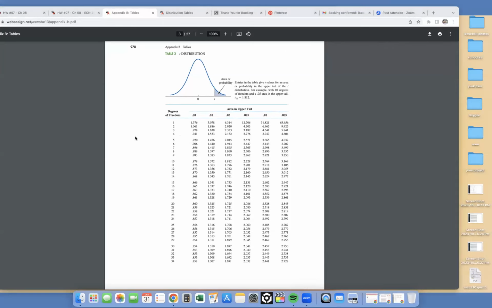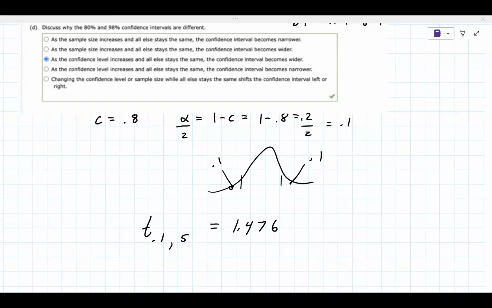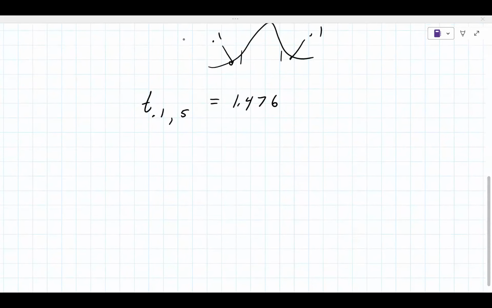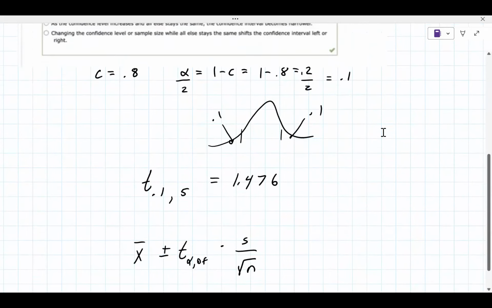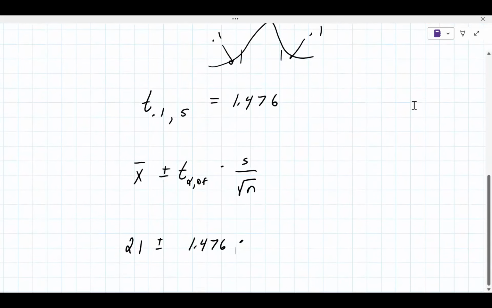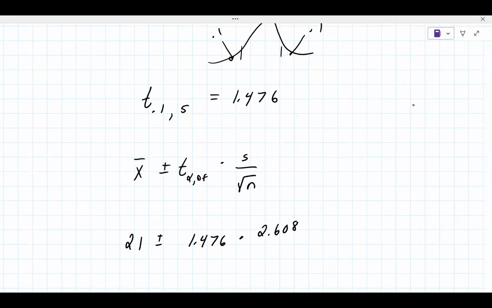There's more than that, but we'll settle on that for the first one here. Okay. So the confidence interval calculation is X bar plus or minus your T alpha degrees of freedom value times S over the square root of N. So you now have all of these values. Your X bar was 21. The T value is 1.476. Your S is what I calculated, the 2.608, and then it's over the square root of 6.